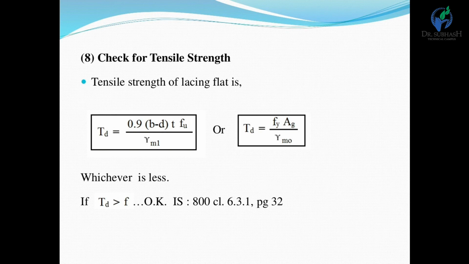Ag is nothing but the gross area, and Fu means the ultimate tensile strength of the plate. Now, whichever is less, if Td is greater than F, it is okay. This equation is given in clause number 6.3.1, page number 32.